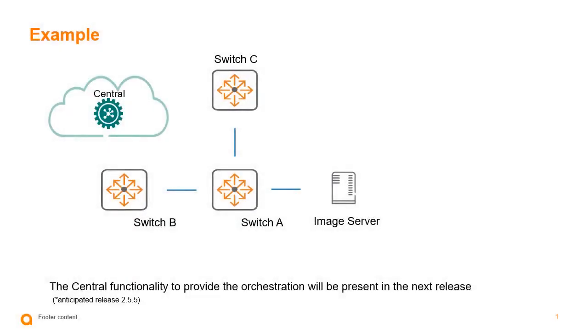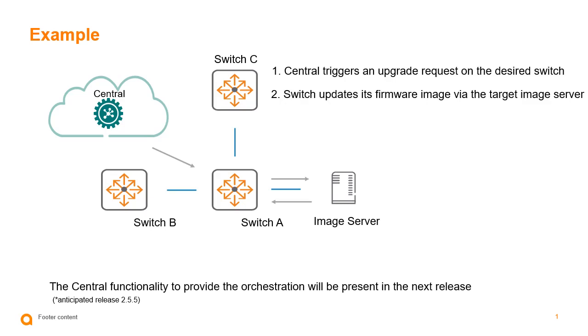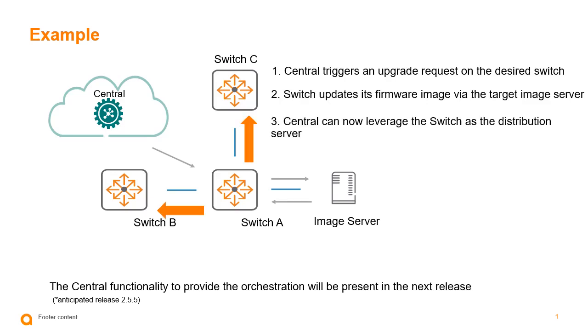It's very straightforward. Central triggers an upgrade request for the desired switch. And here we're using an image server to upgrade switch A. Switch A updates its firmware image via the target image server. And then from that point, Central can now leverage the API, an automated process, to use switch A as the distribution server to other switches of the same platform and the same code.